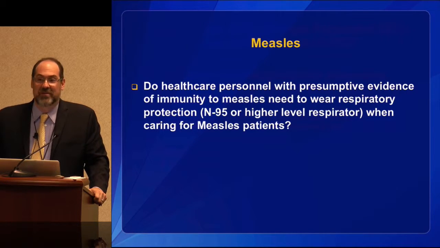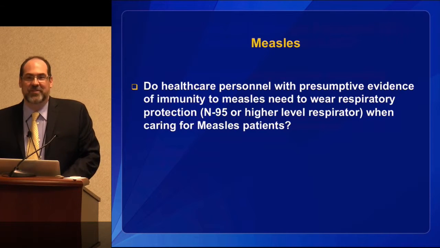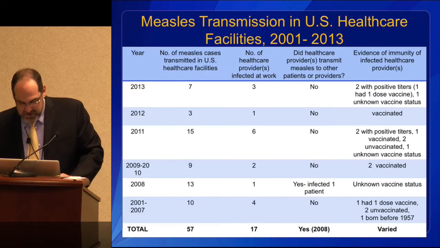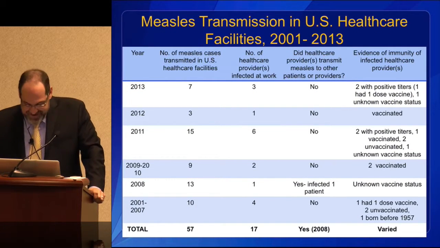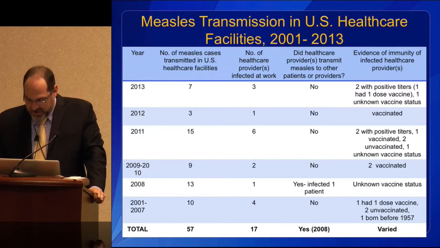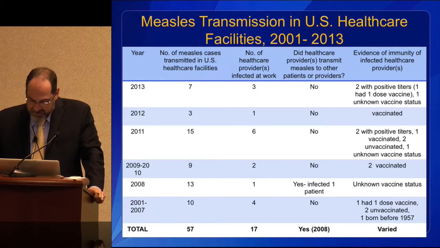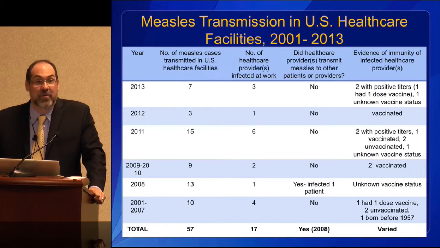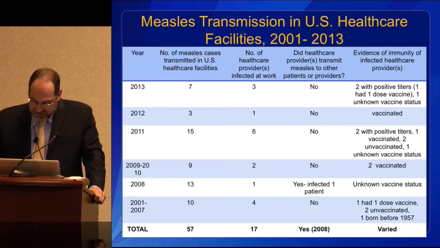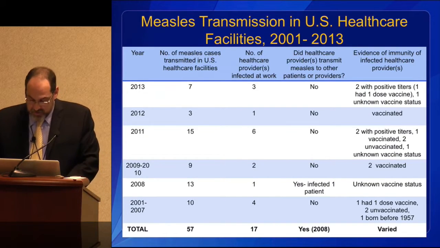Many people took this to mean you don't need to. And I think that that might have been a little unfortunate. There is actually some relevant data. So this very busy table shows measles transmission in US healthcare facilities between 2001 and 13. If you look at the bottom line, you'll see that there were 57 measles cases reported in the time frame, and 17 healthcare providers who were infected while at work. One of those healthcare providers actually transmitted to another patient, and I'll tell you that their vaccine status and evidence of immunity was unknown. We don't know.